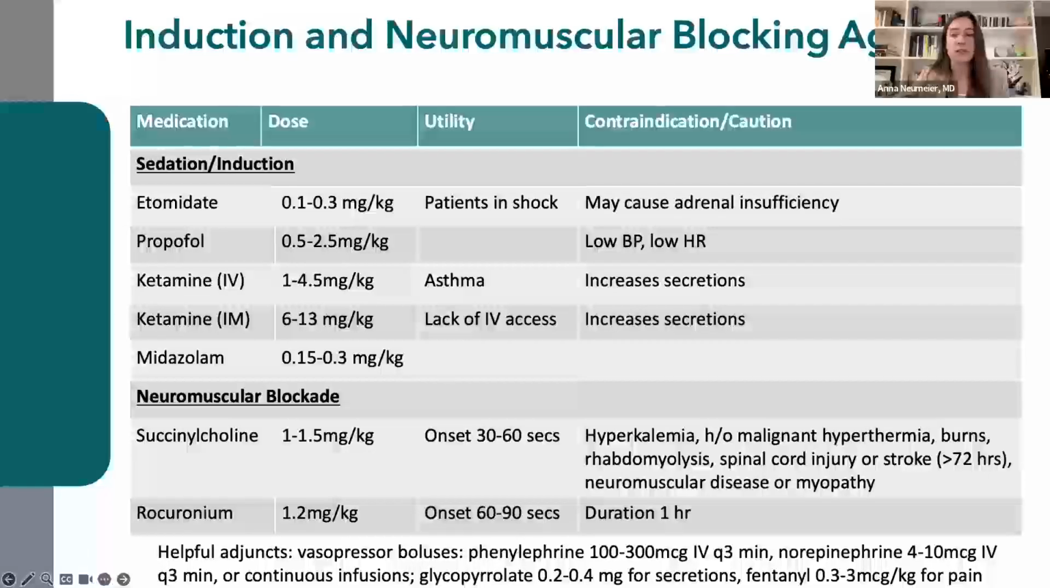The most commonly used induction agent in critically ill patients is etomidate, listed at the top of the table. It is fast-acting, relatively hemodynamically neutral. One very rare caution to consider or side effect is that it can be associated with secondary adrenal insufficiency and worsening shock in the first day after use. Ketamine is an effective alternative and, given its bronchodilatory properties, something useful to consider in patients who are suffering from severe bronchospasm or asthma.